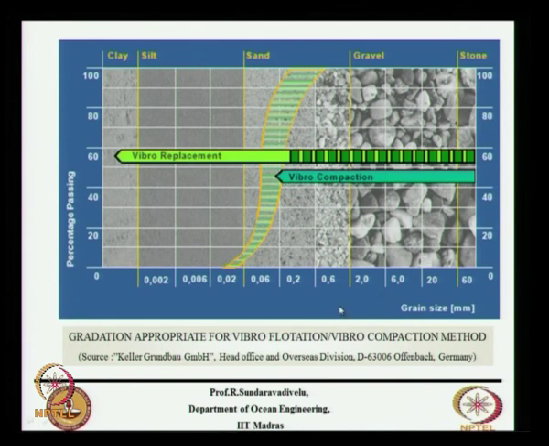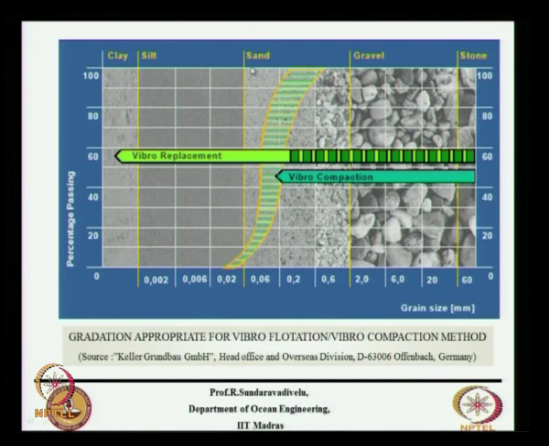Then I think they have classified up to this, maybe 1 millimeter they have called it sand. Beyond that it is called gravel, then more than 40 mm they call it stone. It is not very strict, these boundaries can change. So, in principle the smallest size is clay, the biggest size is stone.